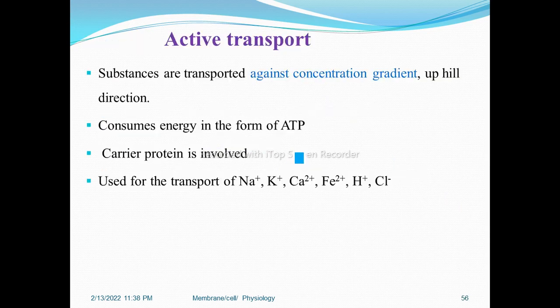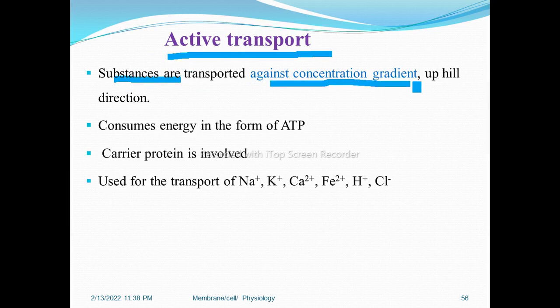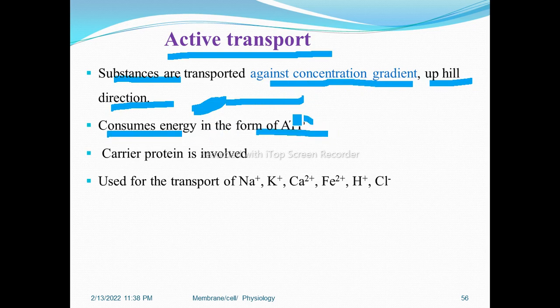So the other category is active transport. We have completed passive transport, that is simple diffusion, facilitated diffusion, and osmosis. Now there is active transport. In active transport, substances are transported against the concentration gradient, in the uphill direction, meaning from the lower concentration to the higher concentration. This consumes energy in the form of ATP. Active transport uses energy, passive does not use energy. So a carrier protein is involved.